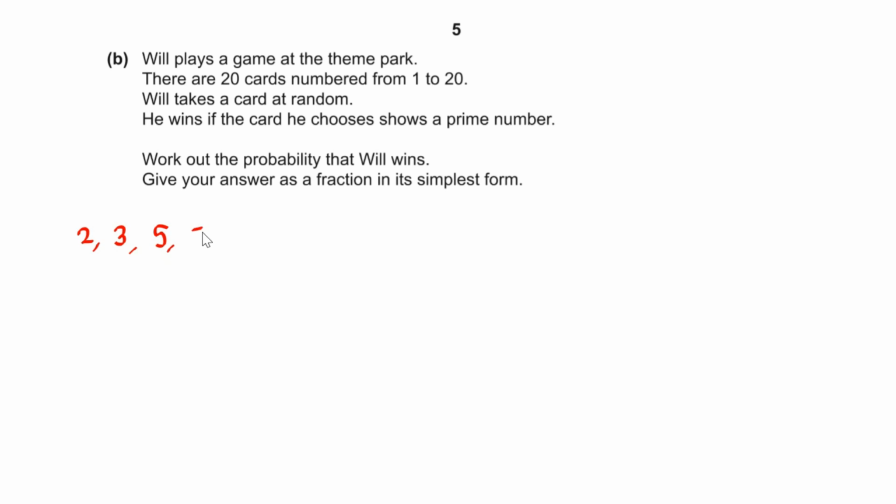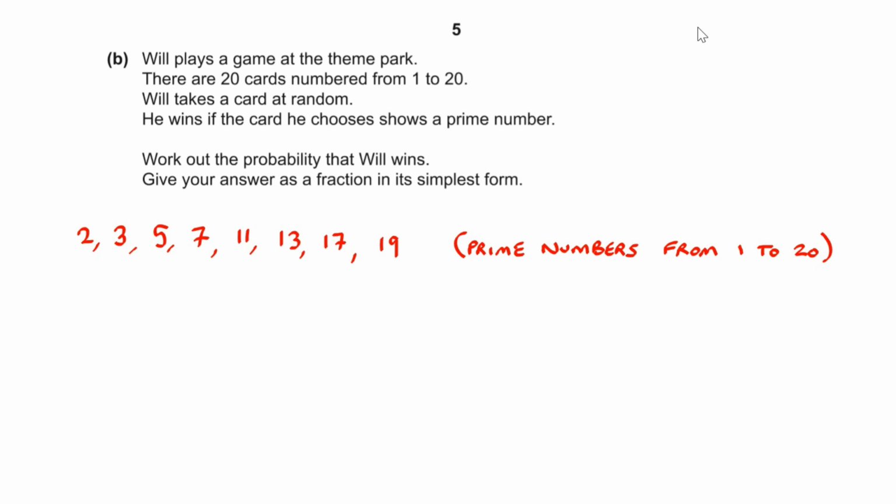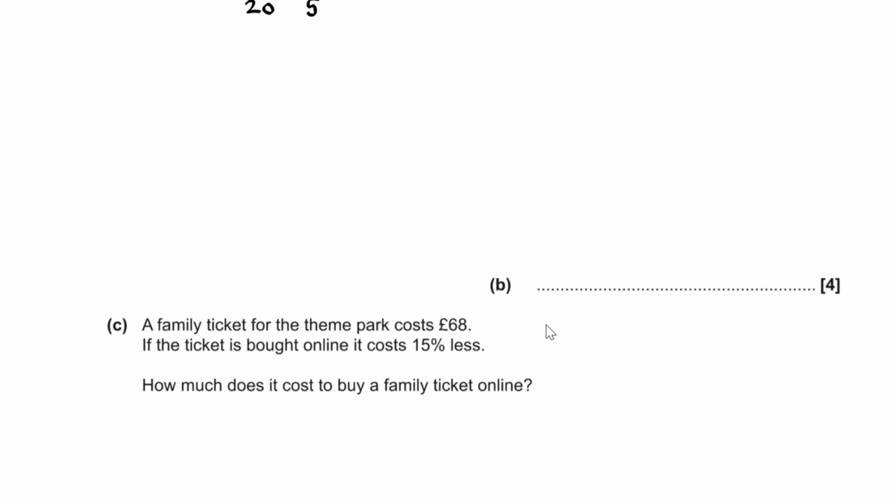5 is, 6 isn't, 7 is, 8 isn't, 9 isn't, 10 isn't, 11 is, 13 is, 17 is, and 19 is. So here are the prime numbers from 1 to 20, and you can see we've got 8 prime numbers between 1 and 20, and therefore the probability that we have a prime number, so the probability that he wins, is equal to 8 over 20, which is equal to 2/5. So we've got 2/5 as the correct probability.